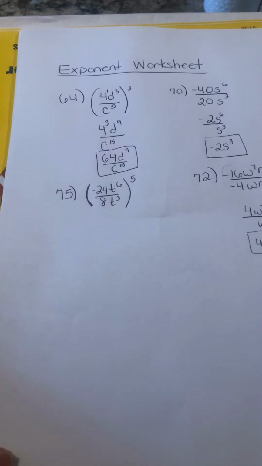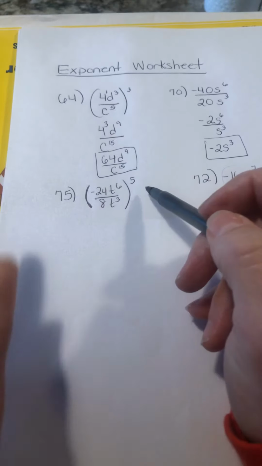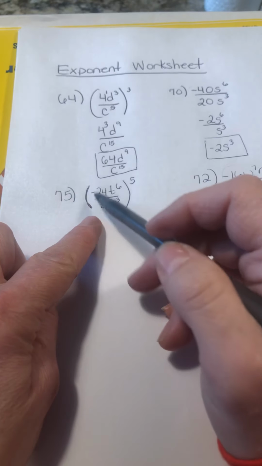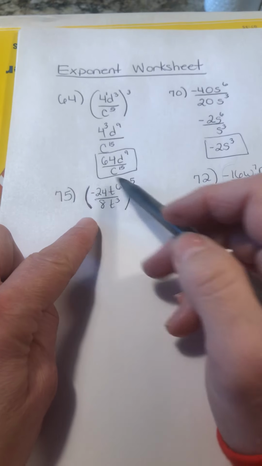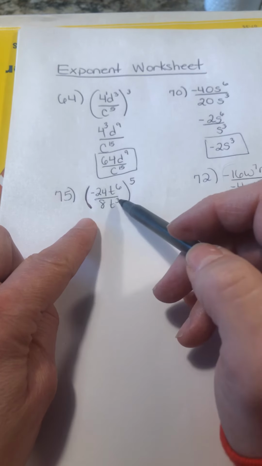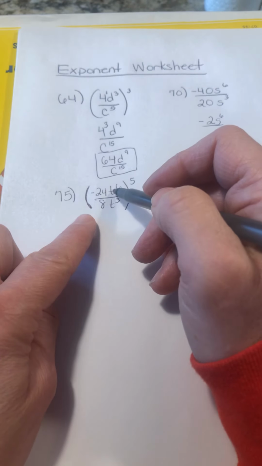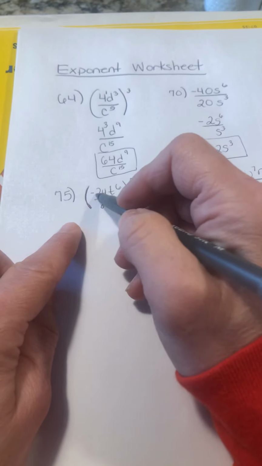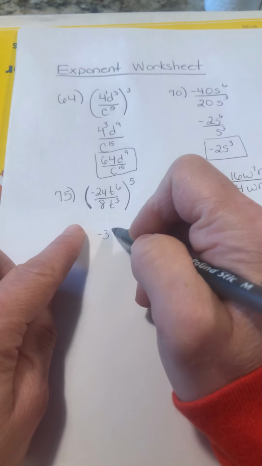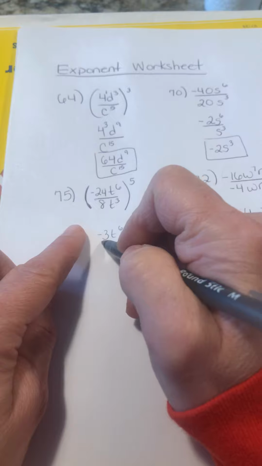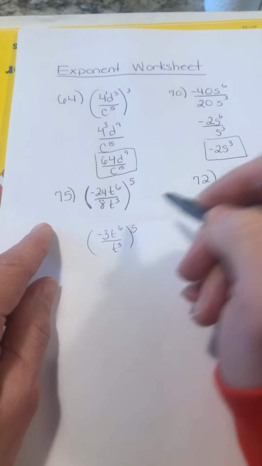And finally over here, the last one here, number 75. So notice how this is like a quotient raised to a power. I have to work inside the parentheses first. So I'm going to simplify inside here first, just like PEMDAS tells me. Negative 24 divided by 8 is a negative 3. Then I have t to the 6th over t cubed, all of this raised to the 5th power.